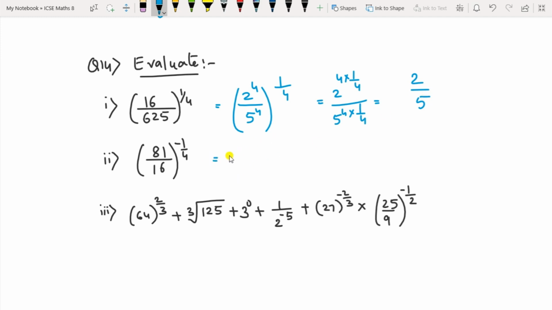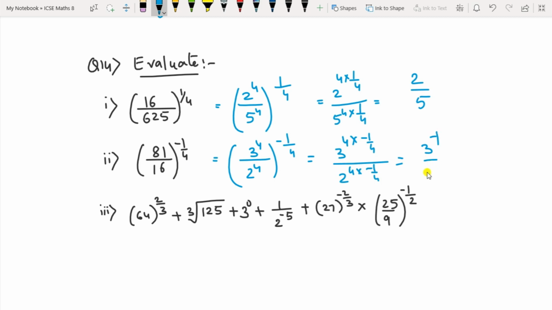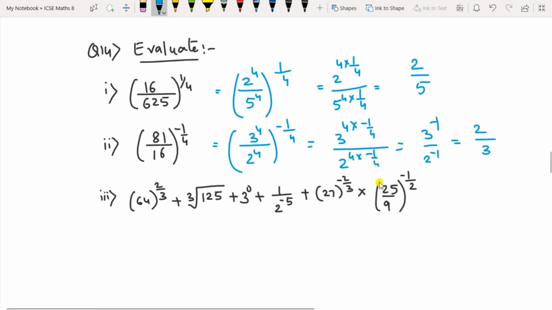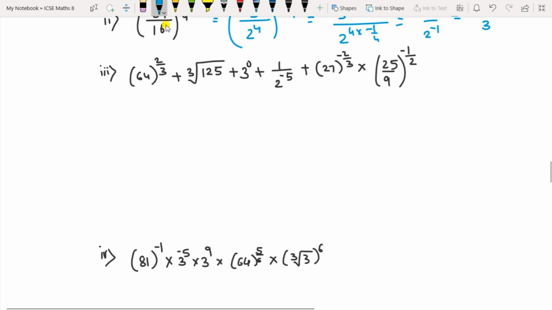Okay. For this one similarly it is 1 by 4. So 81 means 3 raised to 4 upon 2 raised to 4, raised to minus 1 by 4. So that becomes 3 raised to 4 into minus 1 by 4 upon 2 raised to 4 into minus 1 by 4. So that becomes 3 raised to minus 1 upon 2 raised to minus 1. So it will be 2 upon 3. So that is the answer. Okay. Now the next one.